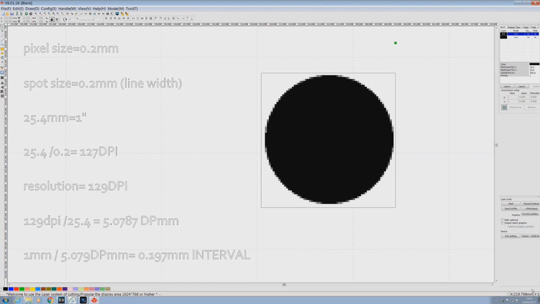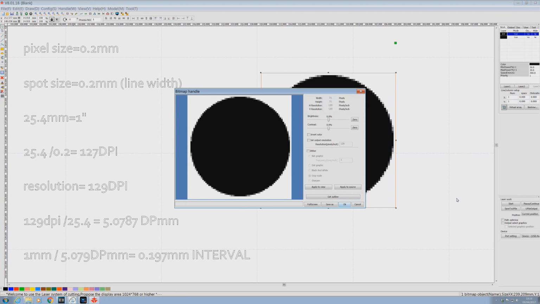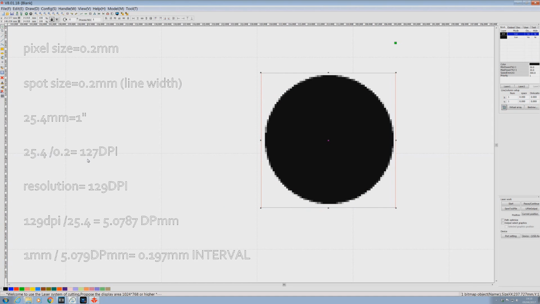Now, what I've done with this particular circle is I've reset it to a different resolution. I've chosen a pixel size on this drawing to suit my line width, in other words my spot size of 0.2. And if we take a look up here at the bitmap handle, we'll find that what I've got is a resolution of 129 pixels per inch, or 129 dpi. Now that's not perfectly 127, but it's going to be near enough.